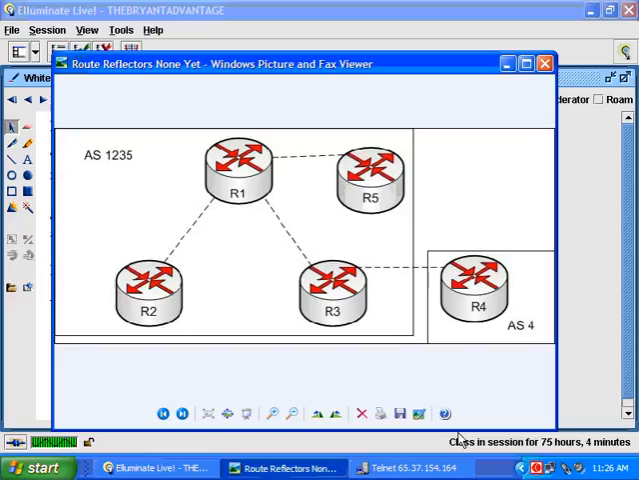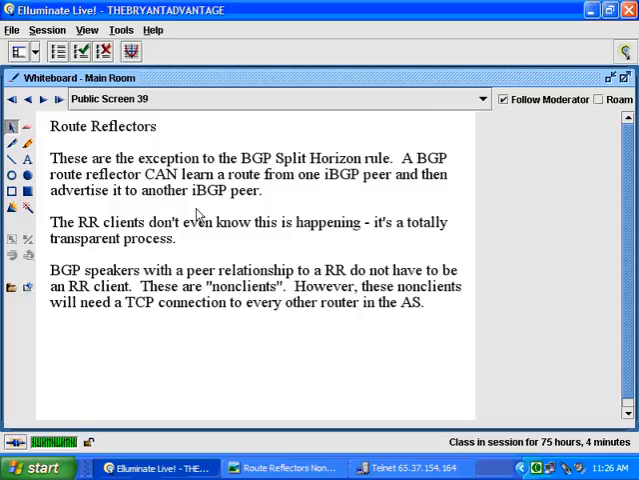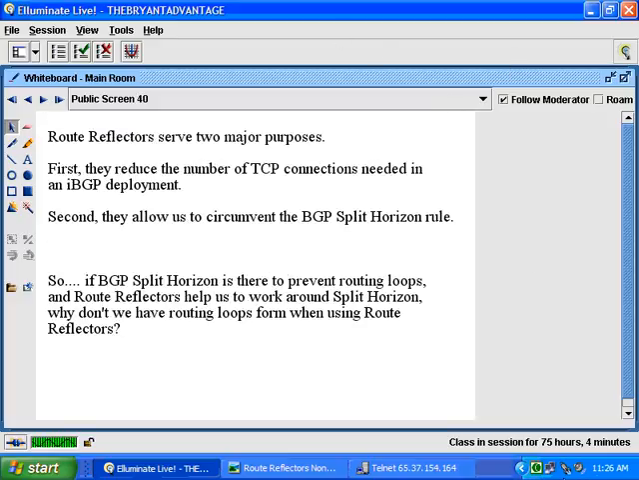But as we applied our knowledge, we saw why the next hop addresses were what they were, especially when router 3 was advertising in the router 1. And you could see that the only way we had connectivity was by having a route reflector or a full mesh. So route reflectors really serve 2 major purposes. First, they're going to reduce the number of TCP connections needed in an internal BGP deployment, which is what we had here, a 4-router deployment. And that's fantastic. But another benefit is that they allow us to circumvent the BGP split horizon rule.